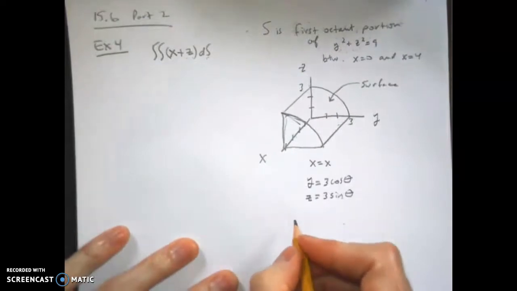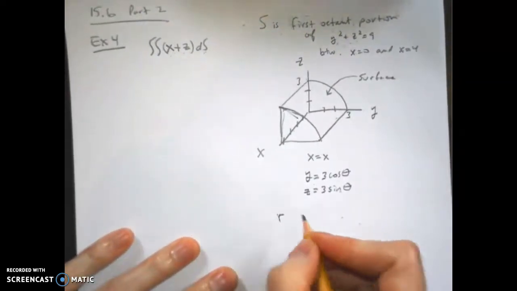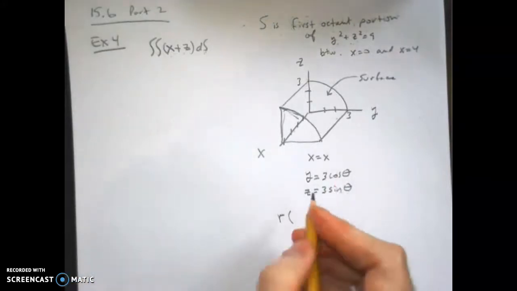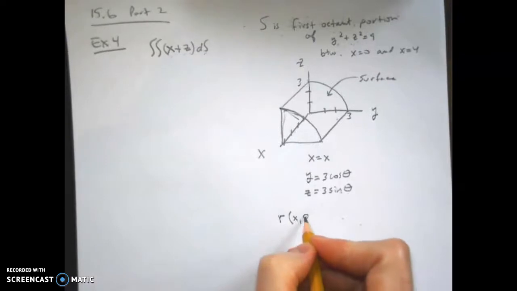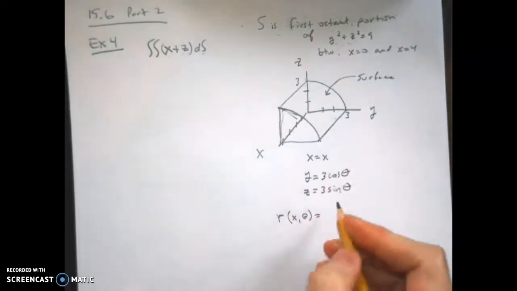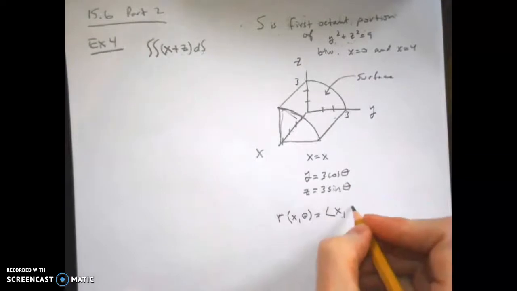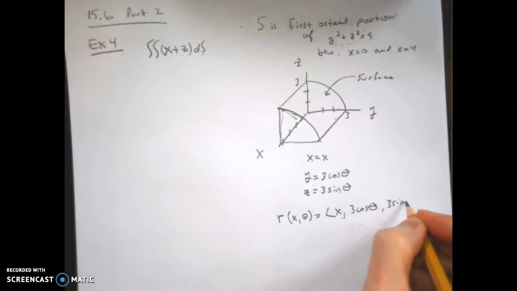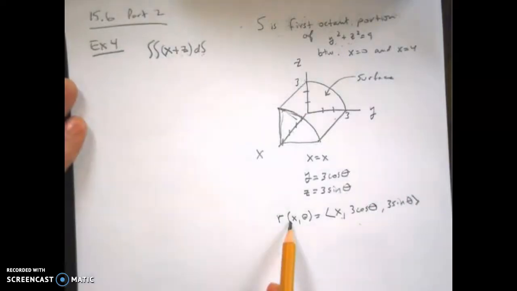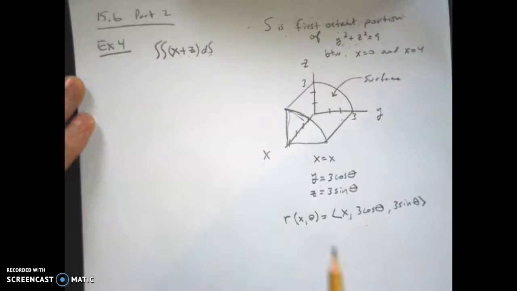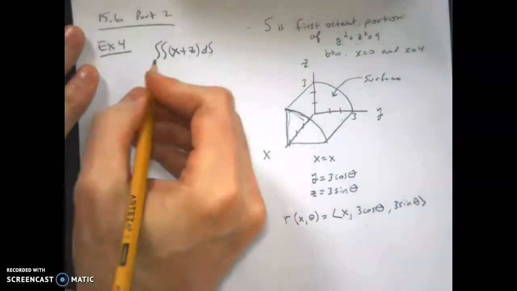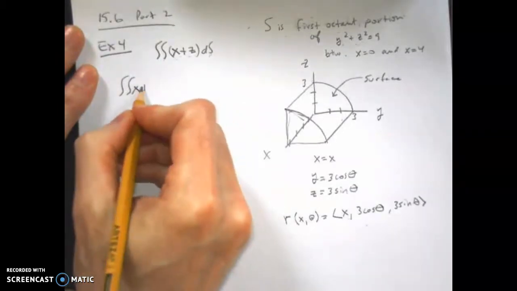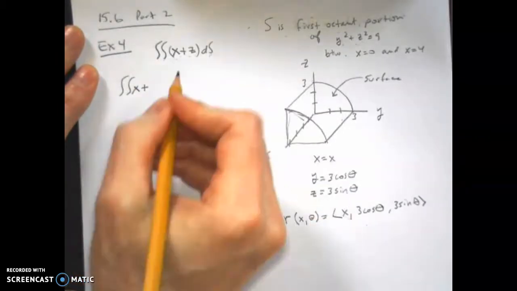So we've now defined our surface in terms of our two parameters, which are going to be x and theta. Our x is simply x, our y is going to be 3 cosine theta, and our z is going to be 3 sine theta. That's how we're going to define our function. Now we go back up to the double integral of x plus z. Well, z we've defined as 3 sine theta.